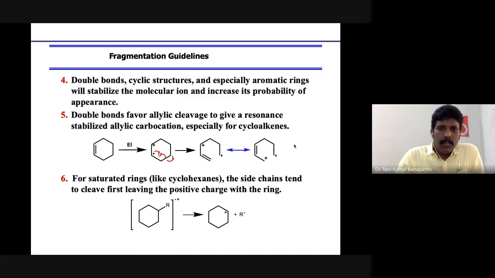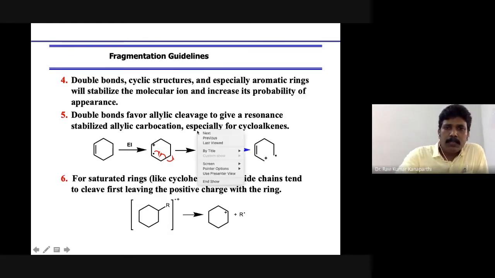Double bonds favor the allylic cleavage to give you a resonance stabilized allylic carbocation. So this we already discussed in the previous point also. And then if you have a cyclohexene and the cleavage is favored at the allylic position, right? You can see the mechanism here. It is given nicely that homolytic cleavage is given.